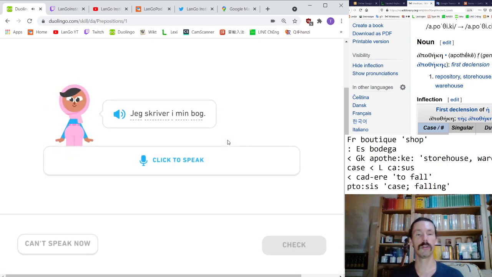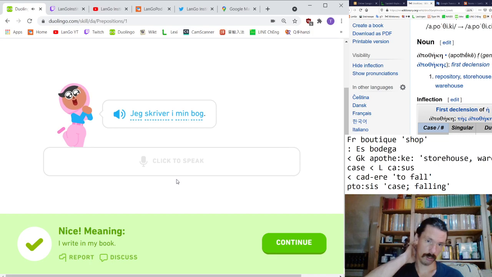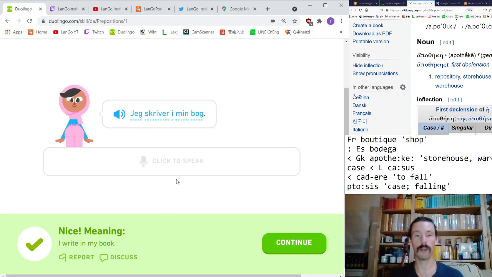Jeg skriver i min bog. Trigger happy. Jeg skriver i min bog. Short vowel there. Lots of consonant weakenings, as you can see. Yeah, apothecary is related to that. In Danish, the consonants are dropping out and mutating the vowels, but ceasing to be sounded as independent things.